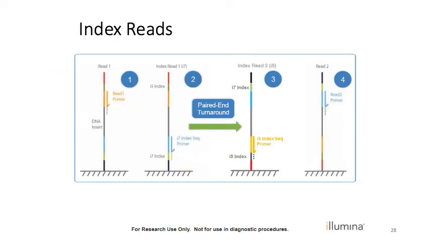As you might recall from earlier in the presentation, the adapters have index sequences that are used to identify the source of the DNA. This allows us to mix multiple samples from different patients together onto one flow cell. These indexes are read during the sequencing process. So the process is you do the read 1 sequence read, then you read the index, you do paired-end turnaround where you create the complementary strand, then you read the index, and following that you sequence the reverse strand.